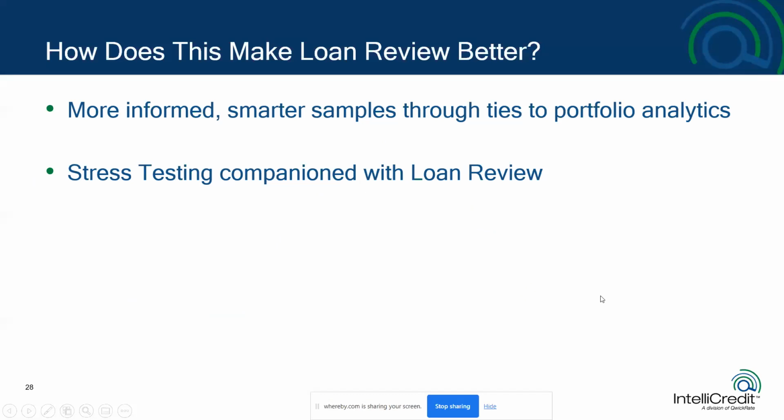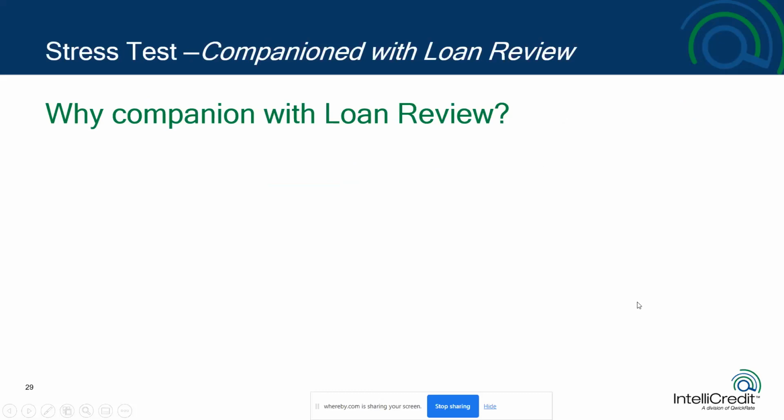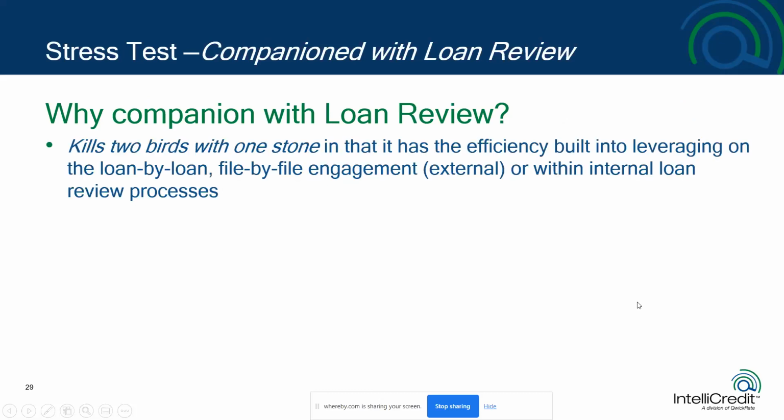So how does this make loan review better? I think, again, one, it does make loan review better with smarter sampling, particularly when it's tied to portfolio analytics. And I think stress testing companioned with loan review is a good way to work that into your repertoire, if you will, of risk management, particularly now that we know that regulators are putting a lot more emphasis on stress testing, even at community financial institutions. Why companion it with loan review? It really does, I think, kill 2 birds with 1 stone.